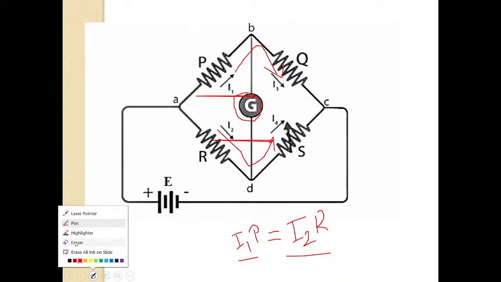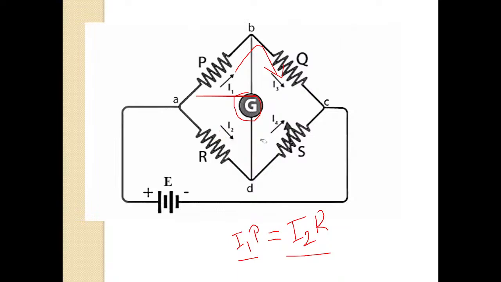So current I1 flows through P. At B, current should divide, but current will not divide because no current flows through the galvanometer. So we can assume that this galvanometer does not exist. You just neglect it. Whatever current flows through P, the same current will flow through Q. Whatever current flows through R, the same current will flow through S.